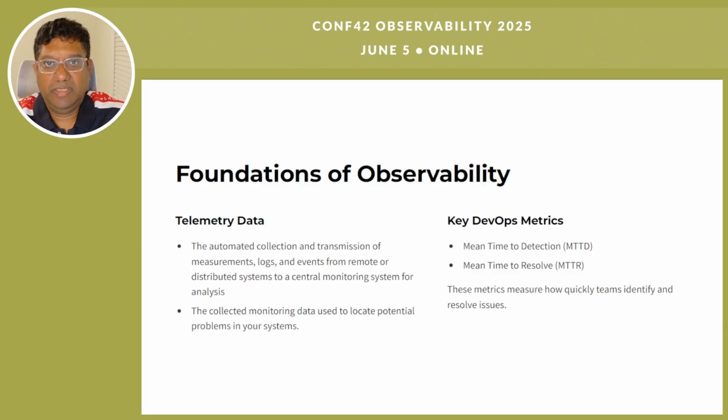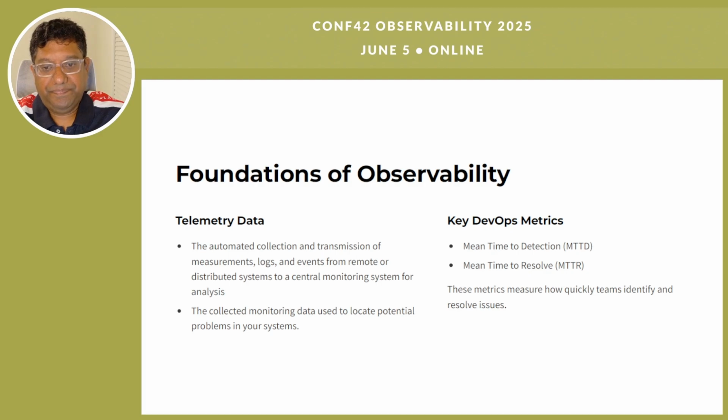Before we start in detail, let's focus on the foundations of observability. We talk more about telemetry data over this discussion. So let's talk about what telemetry data is. Basically, it's the collection and transmission of logs, events, and measurements from various systems, could be remote systems or distributed systems, to a central monitoring place for analysis. Once we collect this data, it would be used to locate the potential problems in the systems.